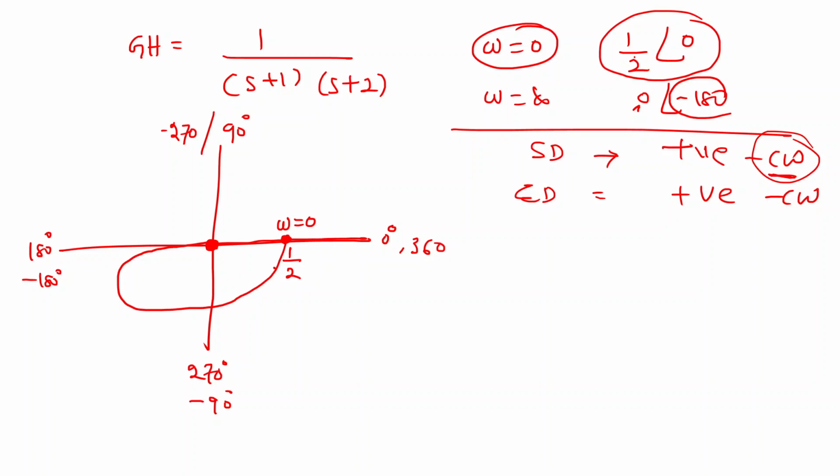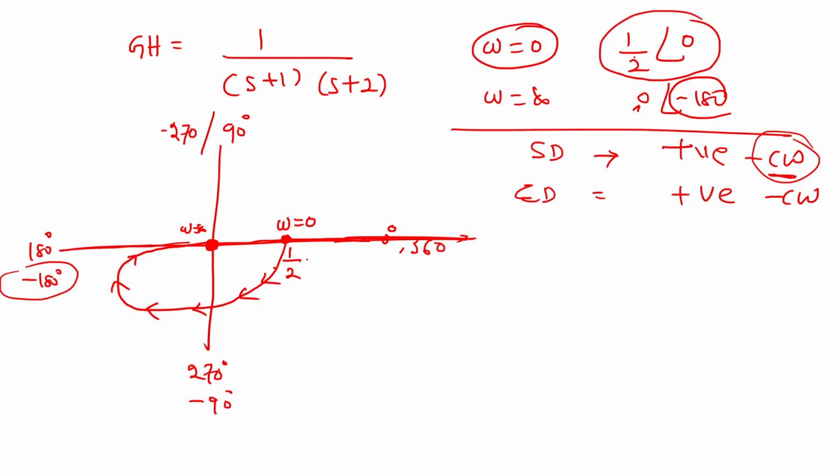But first, we have seen omega equals 0: 1 by 2 and the angle is 0. Angle 0 means this line is 0 degrees. And this is minus 180 because you have to move clockwise, and this line is the negative axis, which is minus 180 degrees. So you have to start at 1 by 2 with omega equal to 0 and reach 0, and at 0 the value of omega is infinity. At the origin, omega equals infinity.